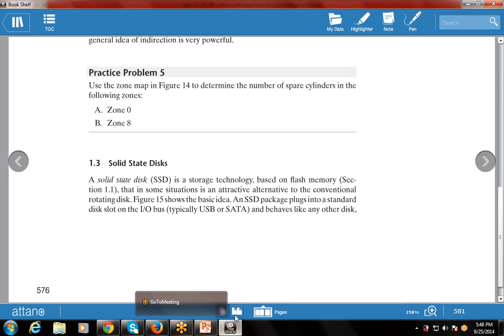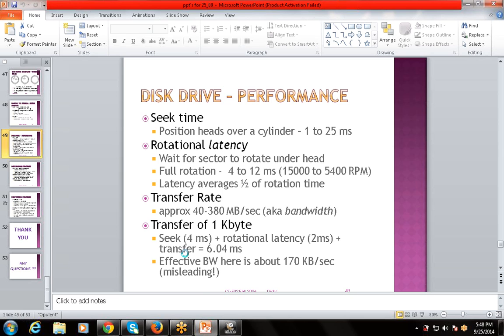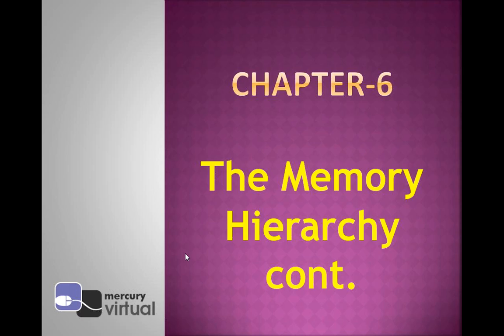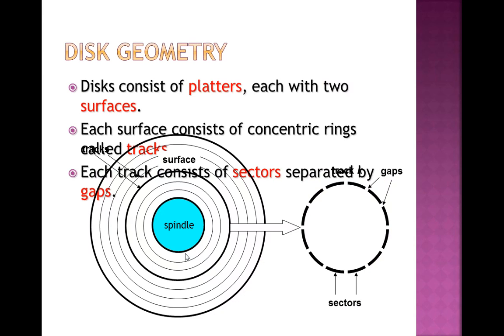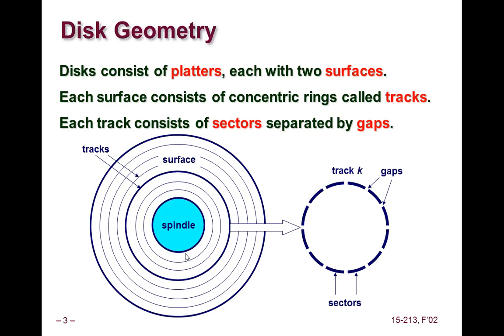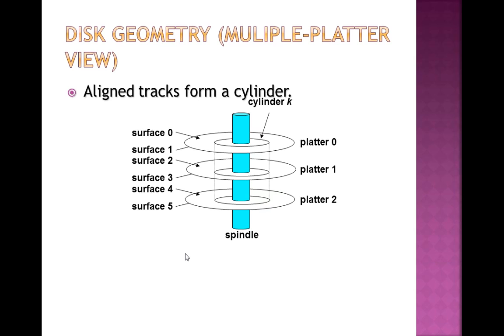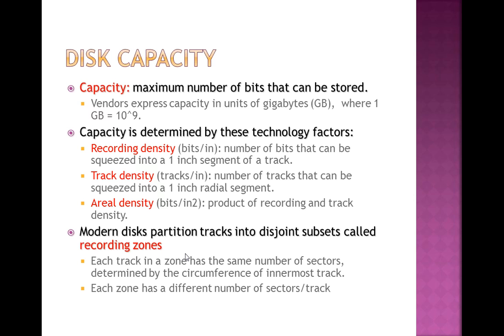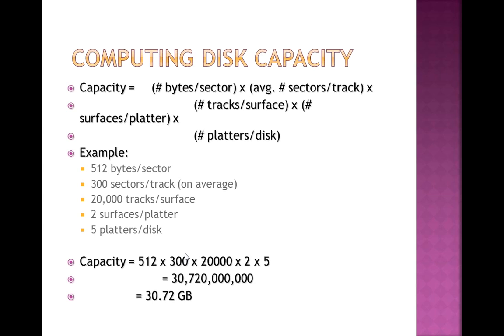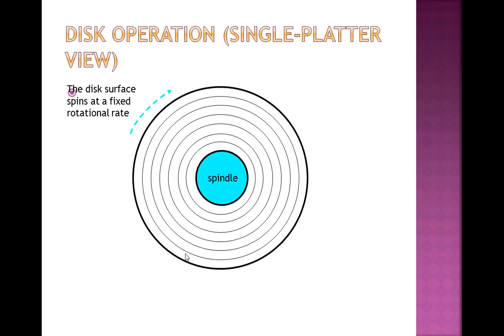So let's take a quick recap of what we have covered in today's class. We have continued with chapter 6, that is memory hierarchy. We have discussed disk geometry. What is disk geometry? How is it used? Then disk capacity. What is the capacity of the disk? What is the formula used? How can we compute the disk capacity? What are the operations that are used on the disk?